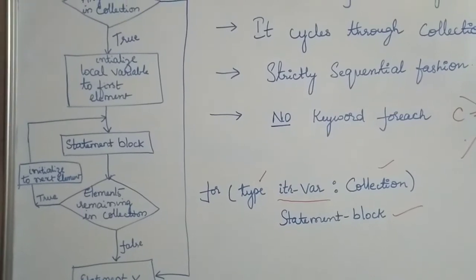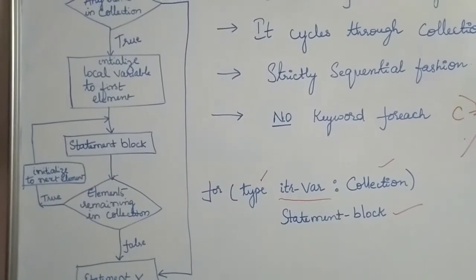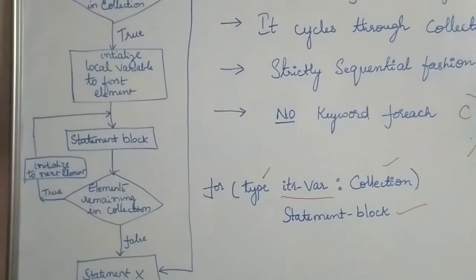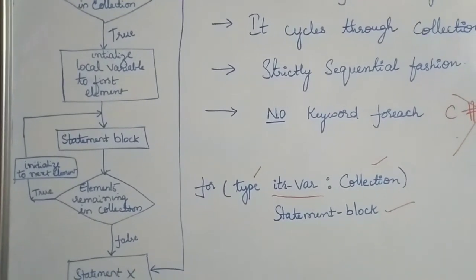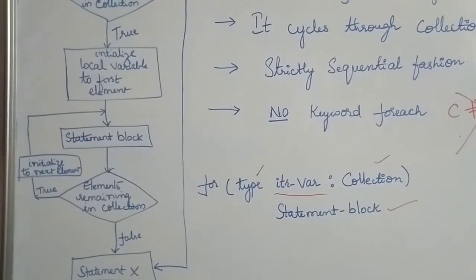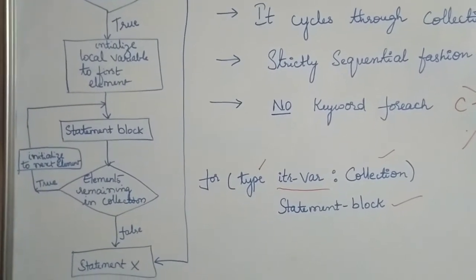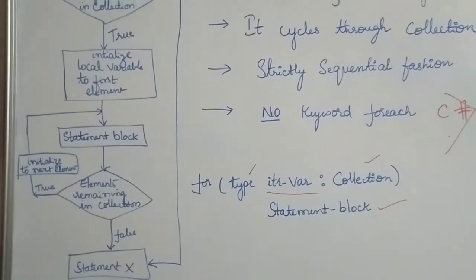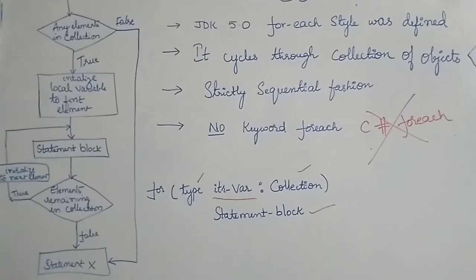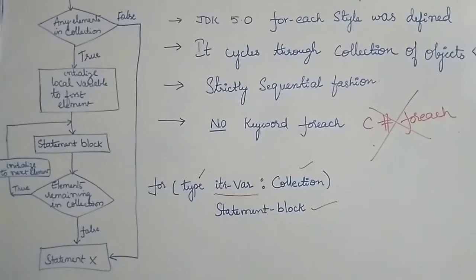After the statement block is executed, again it checks whether there are still more elements to be accessed. If there are, then the next element in the array will be initialized to the local variable, that is, the iterating variable. If there are no elements, then it goes to the immediate next statement after the for each. Let us take a look at some programs using for each.